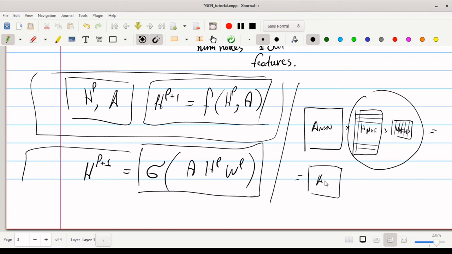For now, the A matrix remains unchanged. And here what we're getting is a new matrix, let's call it H prime. It's going to be of size n times d. Every column in this matrix is a combination of columns from the previous matrix. So essentially, we're taking a feature matrix and reweighting the features, linearly combining them to get new features from the previous ones.